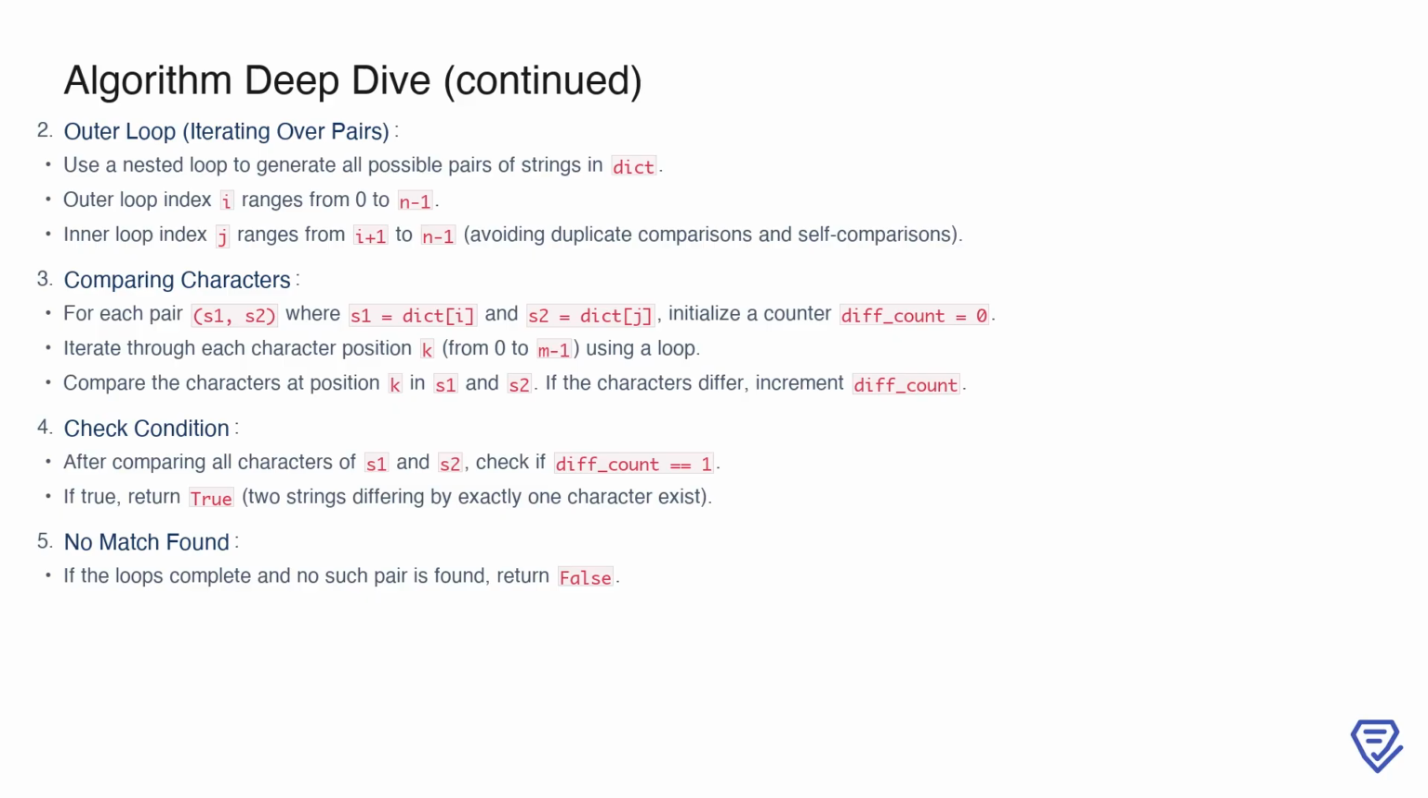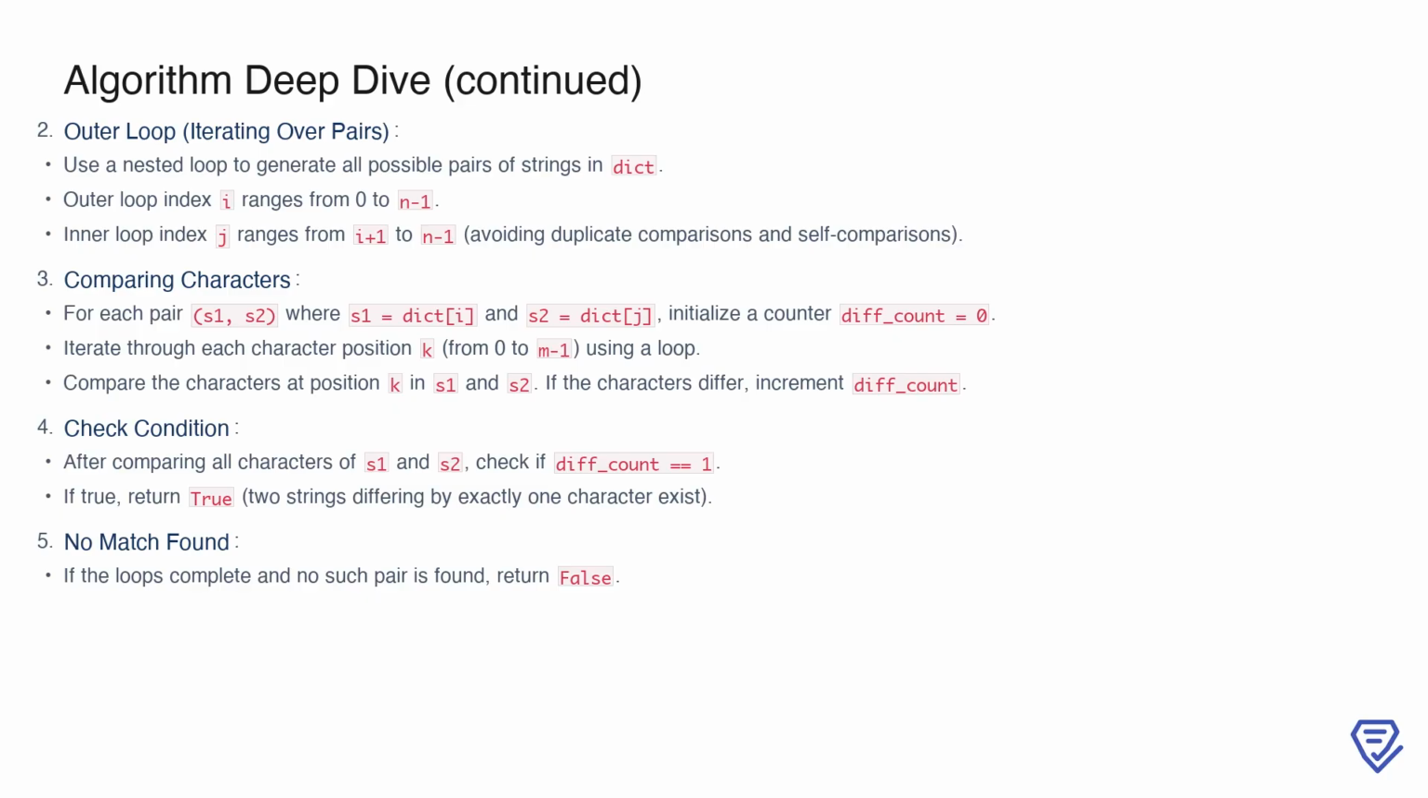The outer loop runs from index i equals 0 to n-1, while the inner loop starts at j equals i plus 1 and goes up to n-1. This ensures we don't compare a string with itself or repeat comparisons between the same pair of strings in reverse order. For each pair of strings, say s1 and s2, we initialize a counter called diff_count to 0. We then compare the characters of these two strings position by position using another loop that runs from k equals 0 to m-1. Whenever we find differing characters at a specific position, we increment the diff_count.